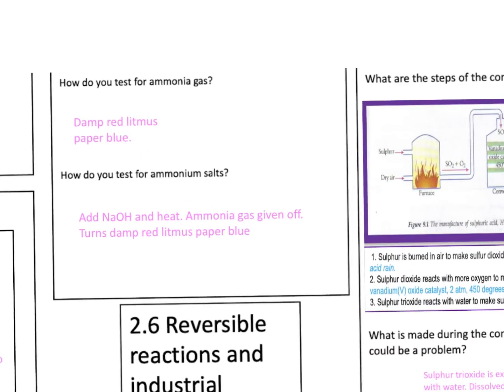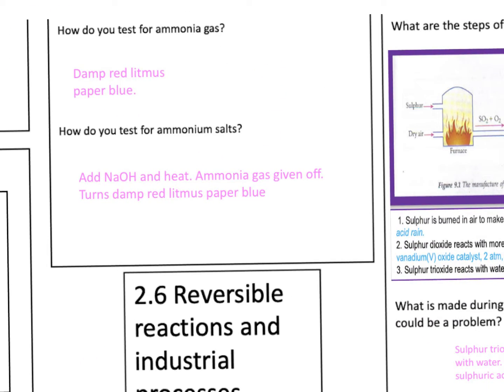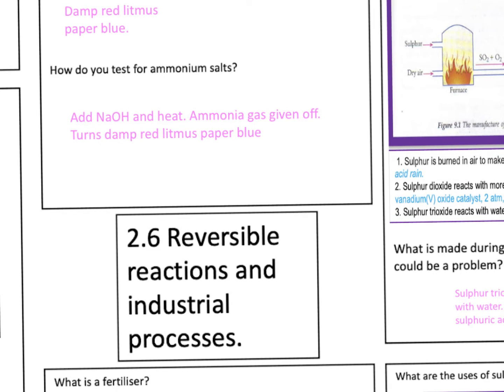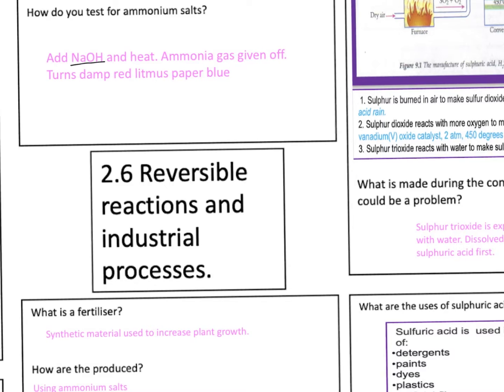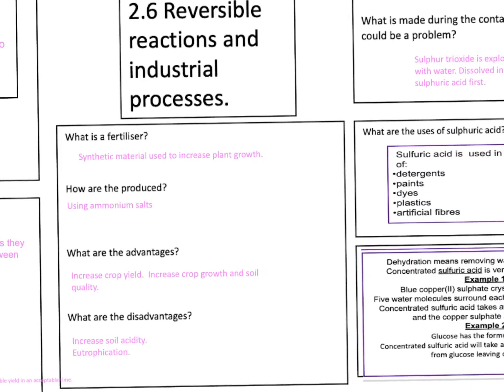How do you test for ammonia gas? Damp red litmus paper turns blue. How do you test for ammonia salts? Add NaOH, sodium hydroxide, and heat. Again, the ammonia gas will be given off and damp red litmus paper will turn blue.